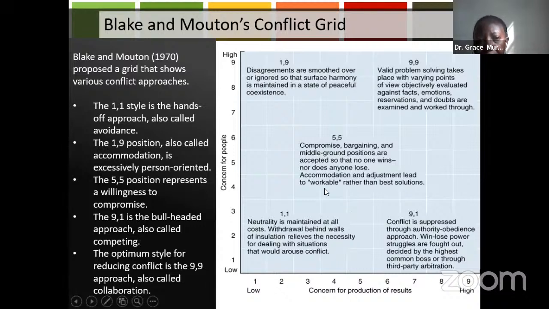I want us to look at this table. Are you seeing this table here? It's called Blake and Mouton's conflict grid. I want to give you 5 minutes, just 5, individually, wherever you're seated. I want you to read through this before I say anything about it. We have 1.9 there, 9.9, 5.5, 1.1, 9.1. I'll give you exactly 5 minutes.